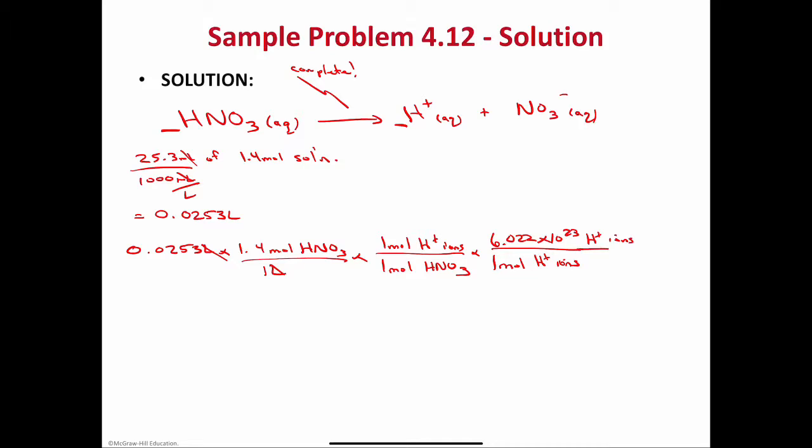Kind of running out of space here. Anyhow, if I punch all of that into my calculator, I should only have 2 sig figs because there are only 2 sig figs in my concentration, which is 1.4 moles per liter. So I punch all that in, and I get 2.1 times 10 to the 22nd H plus ions.